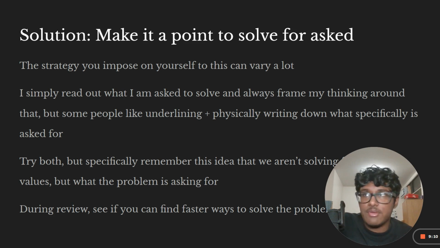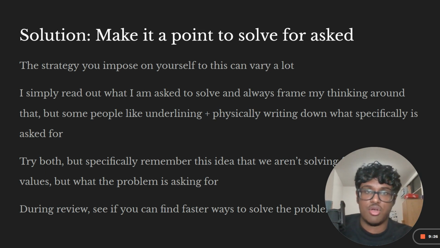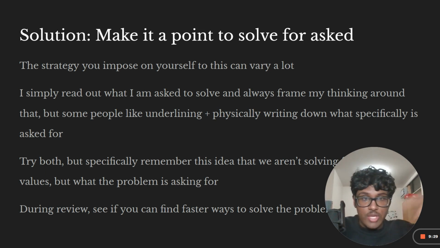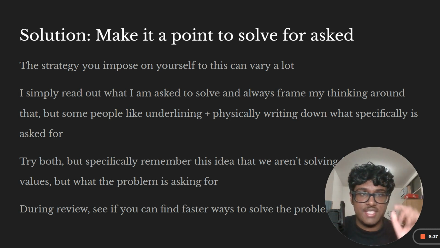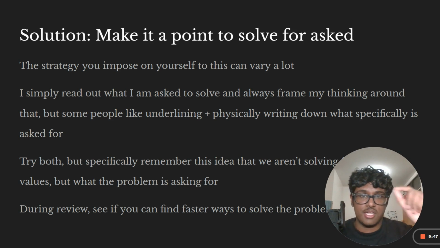We remember this idea that we aren't really solving for values, but we're solving for the problem that the question is actually giving us, right? Not the problem that we want to solve, but what is given. And on top of that, remember during review, see if you can find faster ways to solve the problem, right? You get a problem right, and then see if you can find a faster way to do that problem after, even if you got it right, if it includes one of these, like, what is X plus Y or what is 6X plus 3Y, right? Any of those variable ones where they're not asking you for the missing value, but a combination of them. Because there's almost always a faster way to solve it that's not the raw variable.